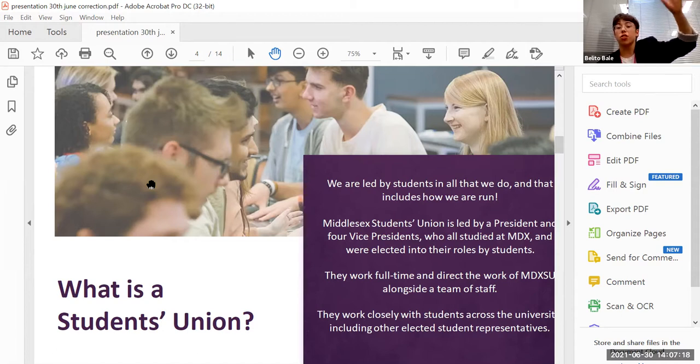So we're led by these student officers. They're the people who decide what our visions are going to be, what our campaigns are going to be. And because they're Middlesex students, or they were, to become a president or a vice president, you either take a year out or you do it after your degree. Because they are Middlesex students, they're very well aware of the experiences of people at Middlesex. So it's as representative as possible, and they're elected democratically every year by you and the student body.